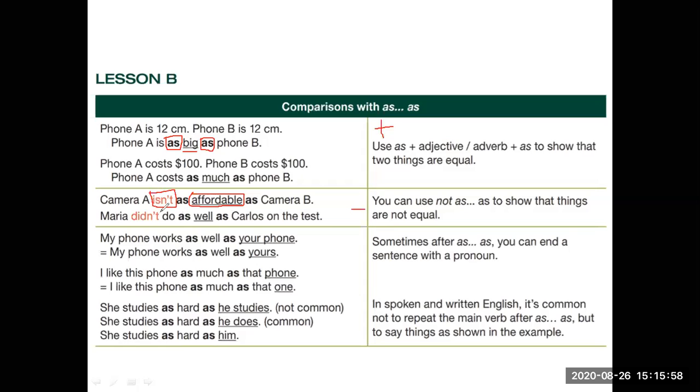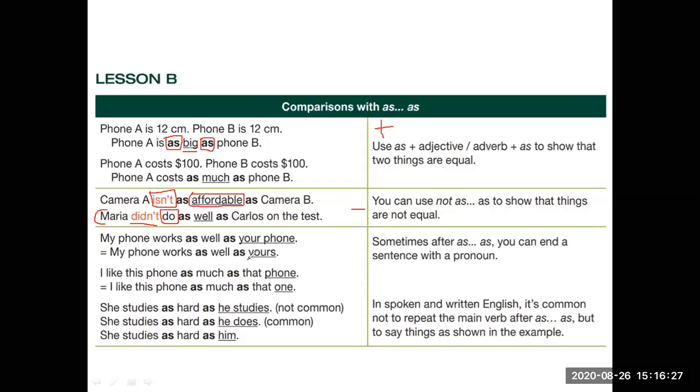But if you are mentioning an action like do, swim, work, sing, you are going to use the auxiliary plus not. In this case, they are saying didn't because they are talking about the past. But if the sentence is in present, you are going to say doesn't, or don't if you are talking about plural.